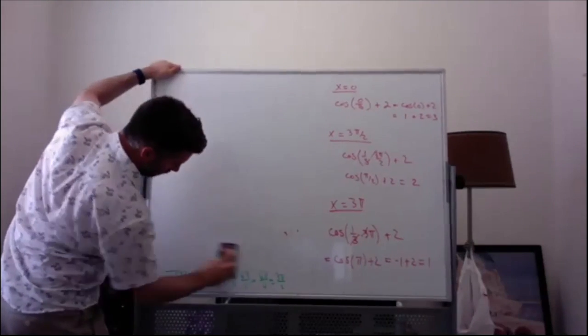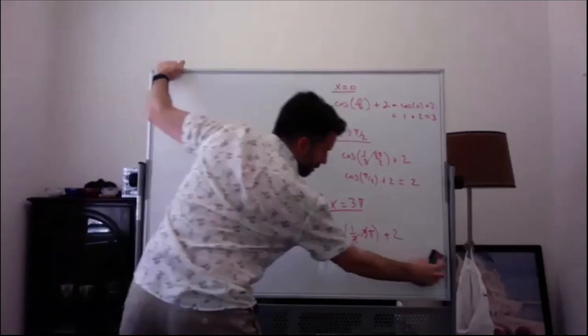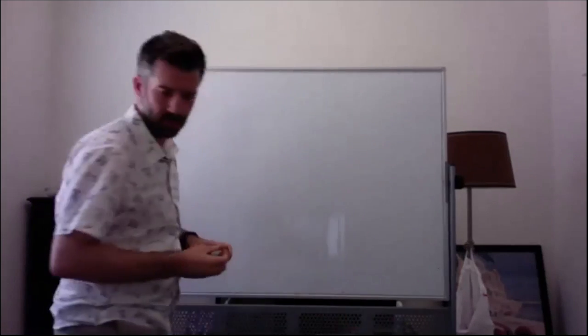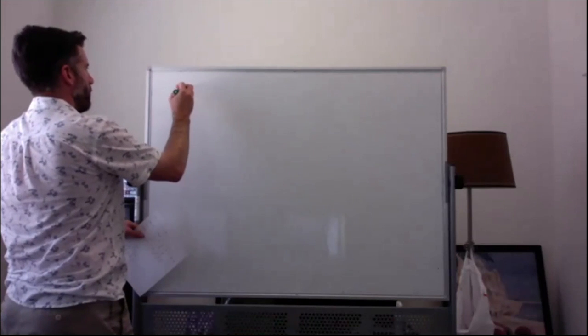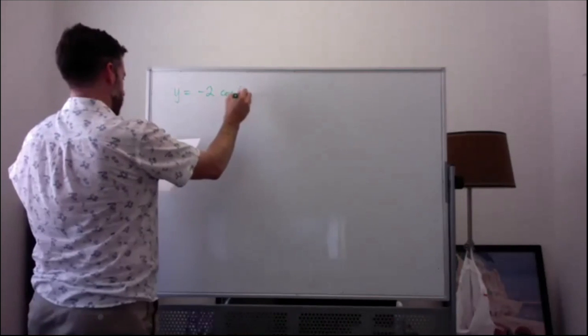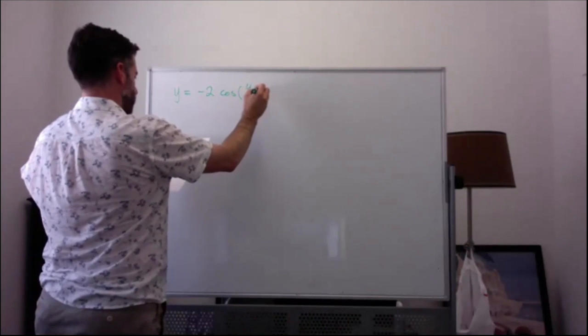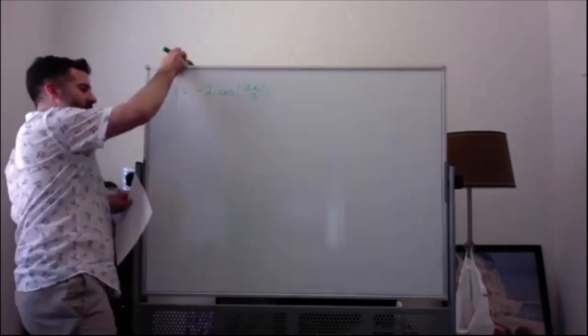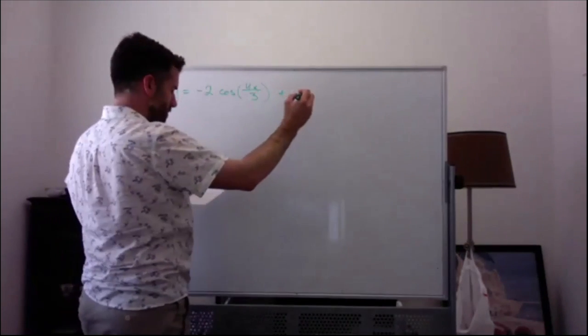Okay, a couple more examples and then we'll be done. Let's try this one. Let's try y equal to -2 times cosine of 4x over 3, plus 1.